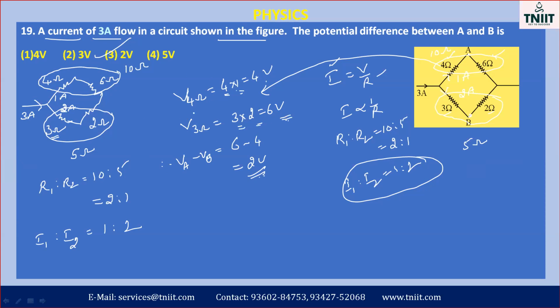So what is the potential difference between A and B? This is A, this is B. So the potential difference between A and B is 6 minus 4, that is 2 volt. So option 3 is the right answer. Got it, Lakshmi? Yes, sir.